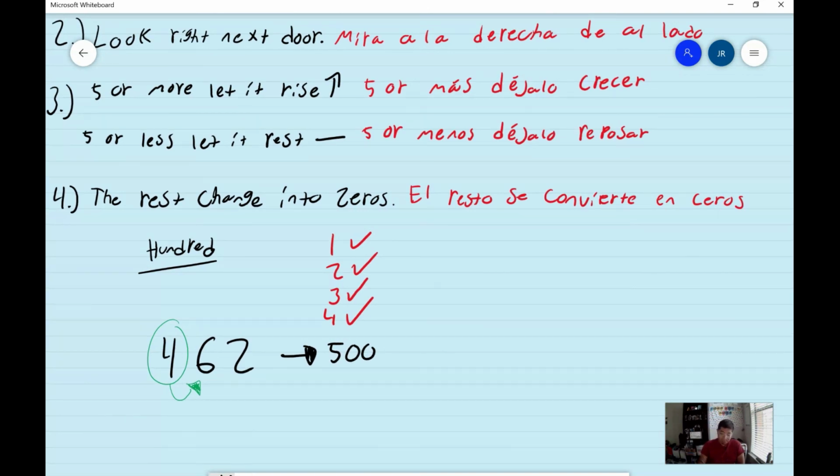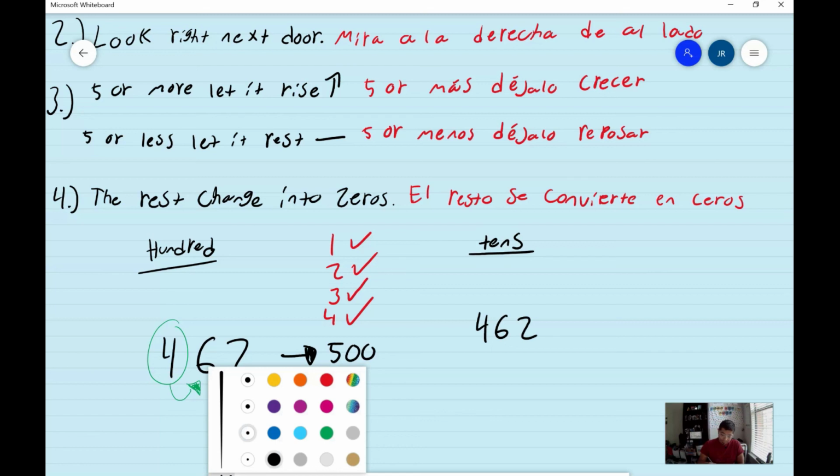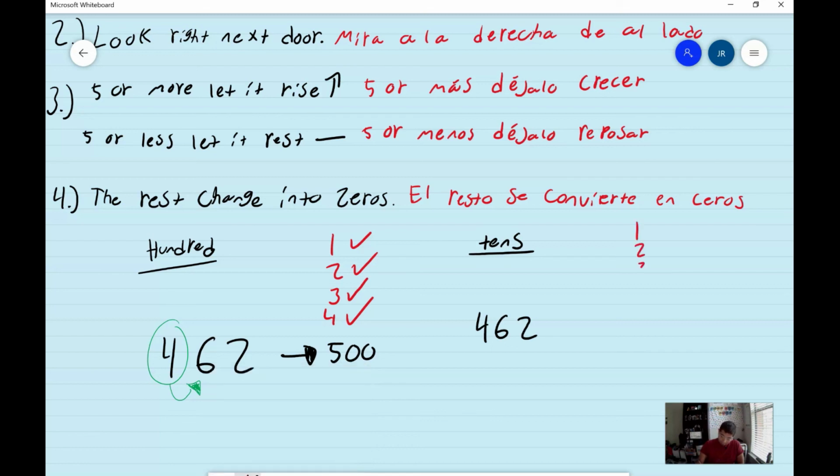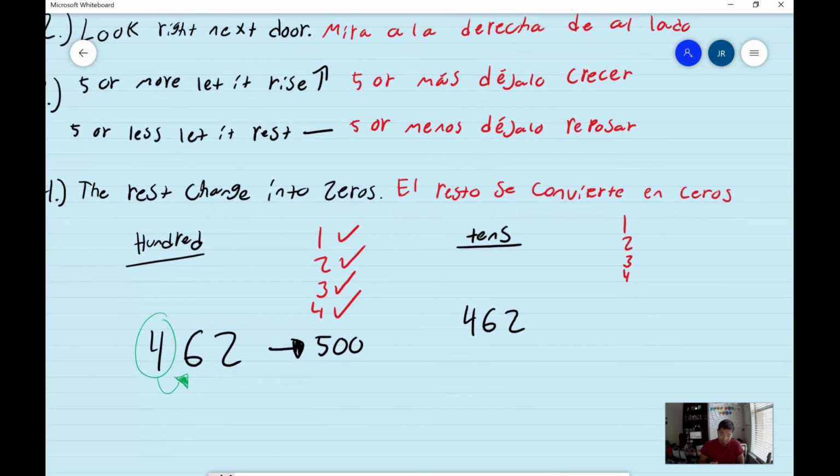Ok, otro ejemplo es si yo tengo otra vez 462, but I say round to the nearest tens. Tens. Ok, y digo tienes que redondear al lugar de decenas. Ok, el primer paso es tenemos que encontrar el número. Find the number, okay?